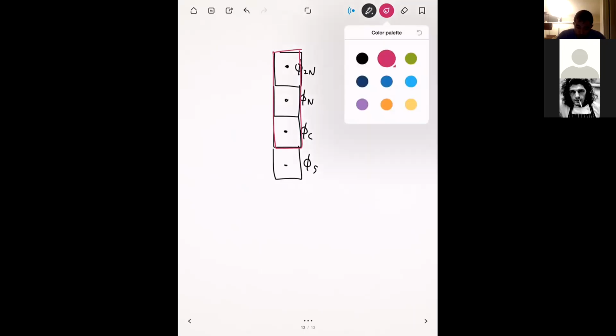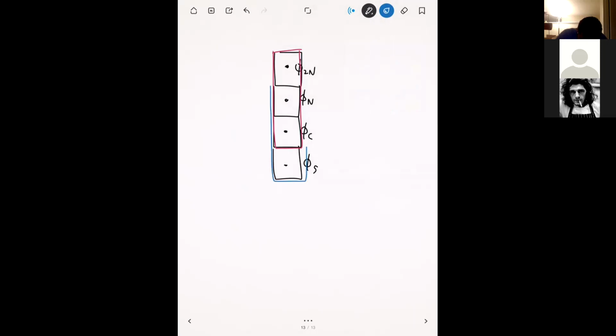And version 2, in blue, uses these three cells: phi sub n, phi sub c, and phi sub s. So we have a choice between the top three or the bottom three, and which one we choose depends on which direction the velocity is coming from. In this example, our v was positive 75, so the velocity is going from down to up.